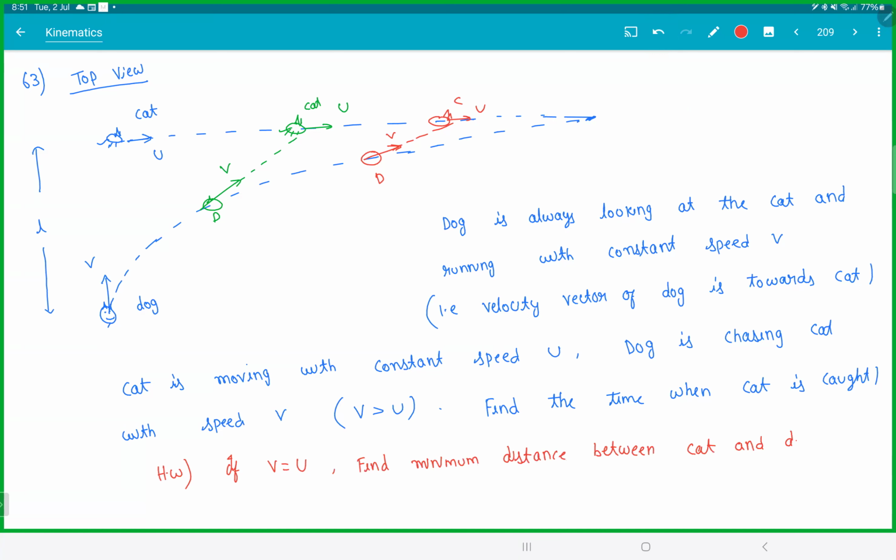Whatever I taught you now, with that you can solve this thing. Second homework question is a little more weird. Now, if you see the dog's speed is constant, but the dog's angle is changing. So find the initial acceleration of the dog. That when the dog is accelerating, the velocity is changing. Initial acceleration of the dog.